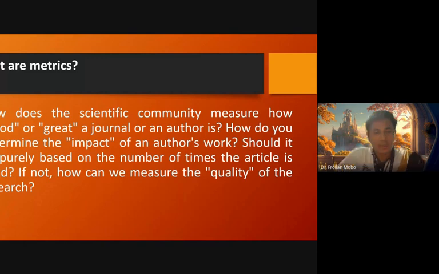For example, if you want to check the impact factor of an author's work, there are types of metrics which will be able to gauge the reputability of a particular author on their publication. It should be purely based on the number of times the article is cited. From there, you would be able to measure the quantity being cited. And of course, it is very important to consider the quality of the research which is being published in reputable journals. So it is very important to always check the metrics.